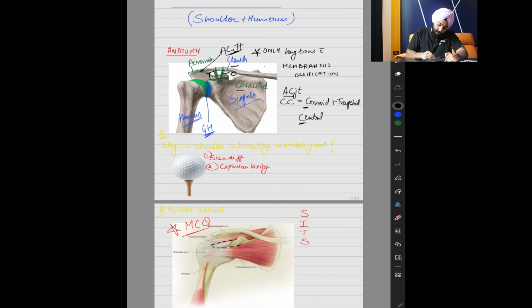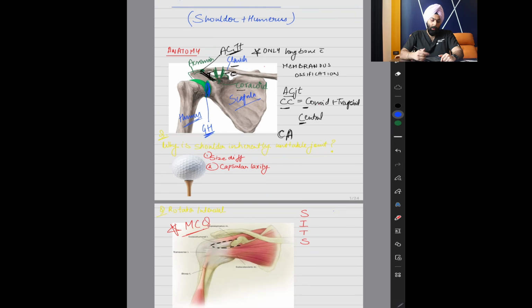Okay, so we have the AC joint, the CC joint. We have another ligamentous attachment that is present between the coracoid and the acromion. That is called the CA joint, that is the coracoacromial joint.